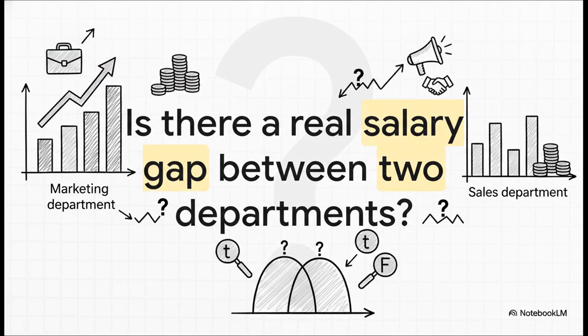Or, hey, what about this one? Let's say the average salary in the marketing department looks higher than in the sales department. But is that a genuine systemic difference? Or did we just happen to grab data from a few high-earning marketers by pure luck? See, we've got to move beyond just eyeballing the averages.